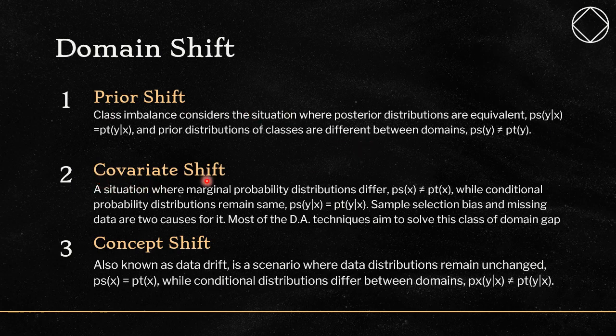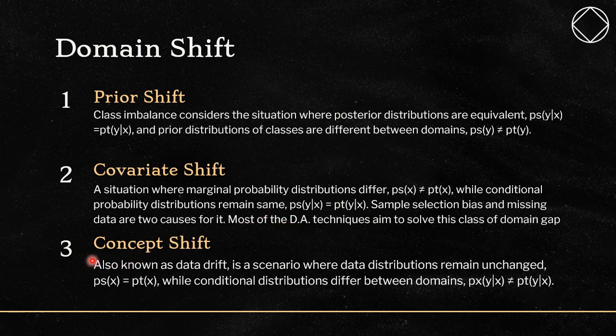After that, the covariate shift. It is very important because most of the domain adaptation techniques are used to solve it. What it says is that if the marginal distributions differ, while the conditional distributions are the same, then it is called the covariate shift. And most of the domain adaptation techniques try to solve it.